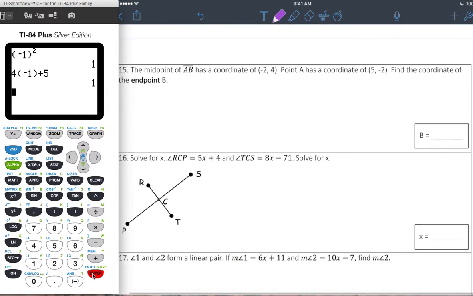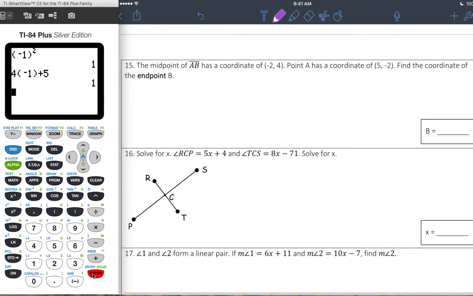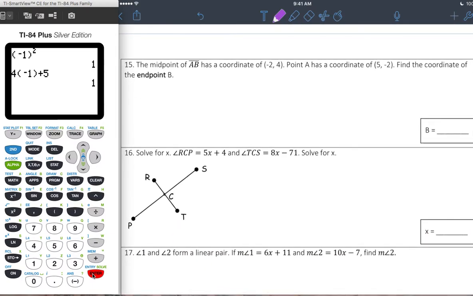Okay, down to number 15. It says the midpoint of AB has a coordinate of -2, 4, and that point A has a coordinate of 5, -2. It wants us to find the coordinate of the endpoint B. Okay, so -2, 4 is going to be our xm, ym, so our midpoint values, and point A is our x1, y1. So we're going to use our formula.